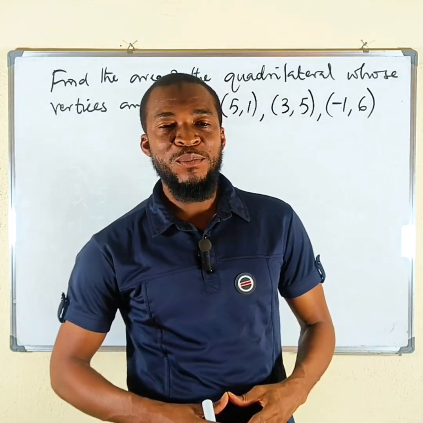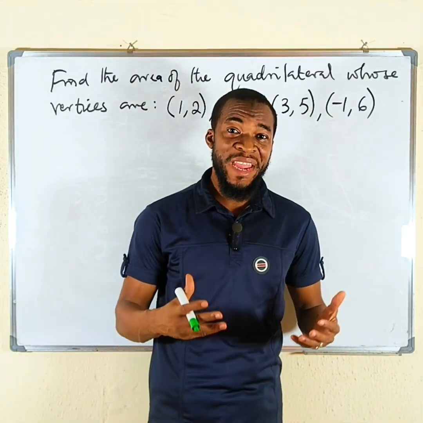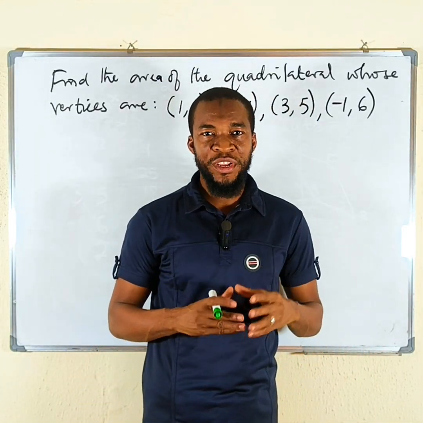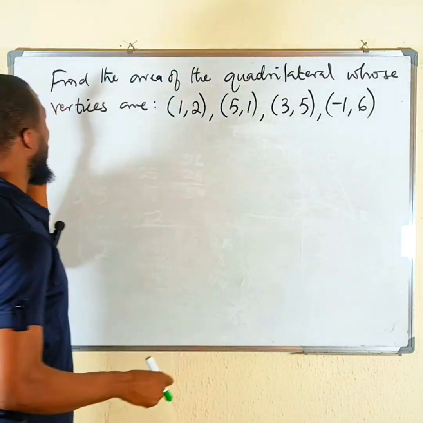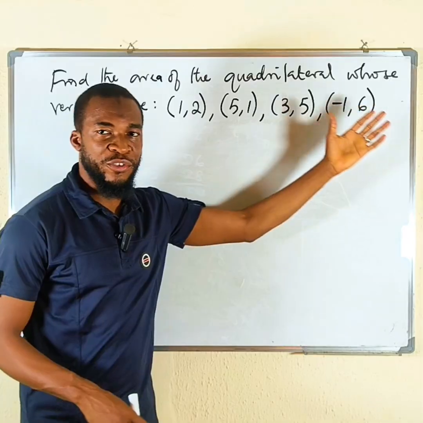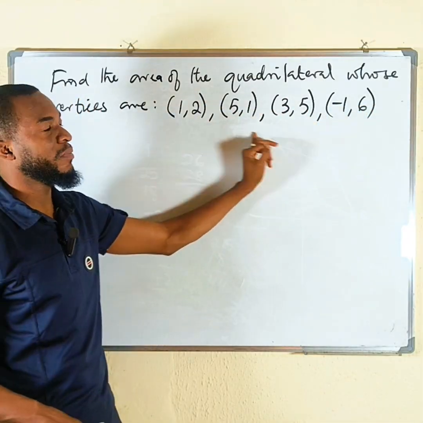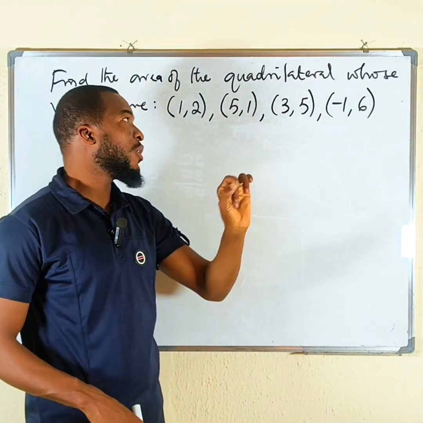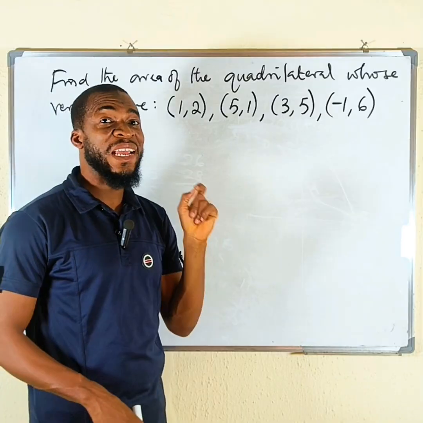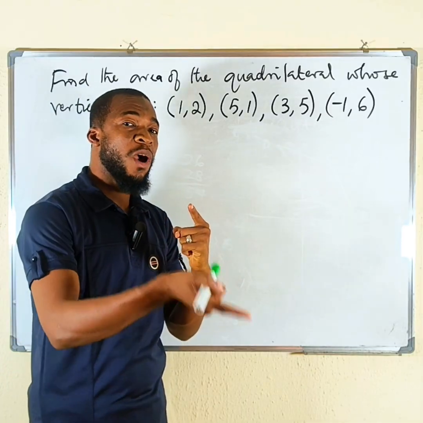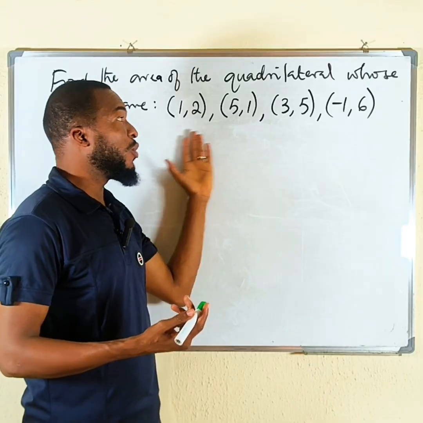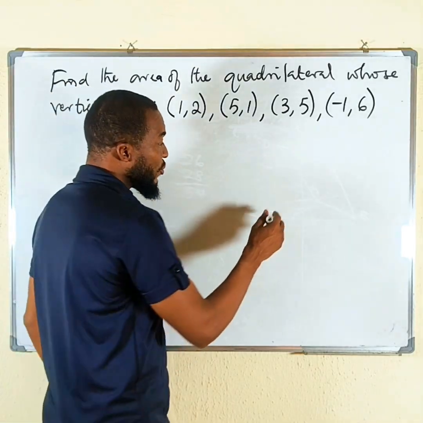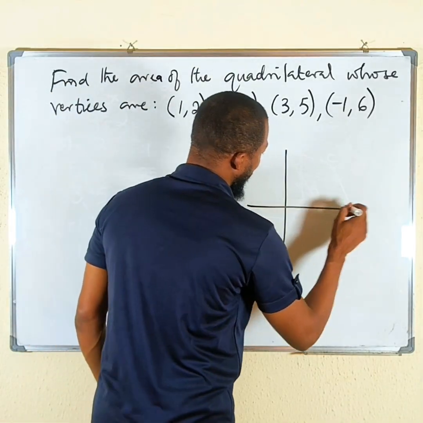Hello everyone, let me show you another way you can find the area of any polygon in coordinate geometry, called the Shoelace method. Here we're asked to find the area of the quadrilateral whose vertices are given. Before you start, make sure that these vertices are in order, either clockwise or counterclockwise. And how can we determine whether they are actually arranged in order? You can quickly sketch them.